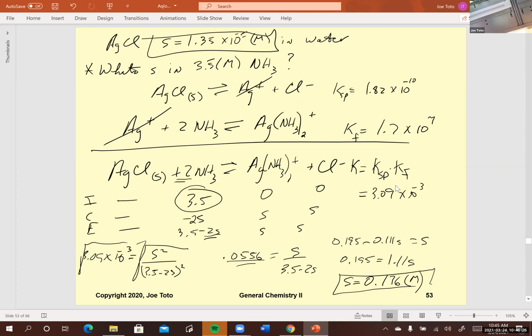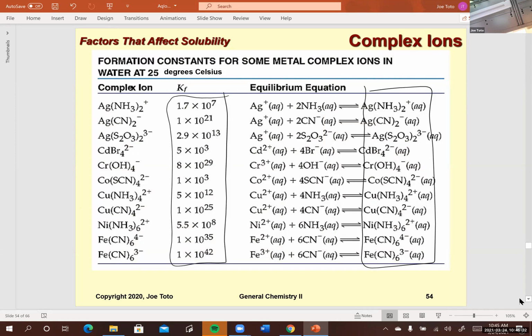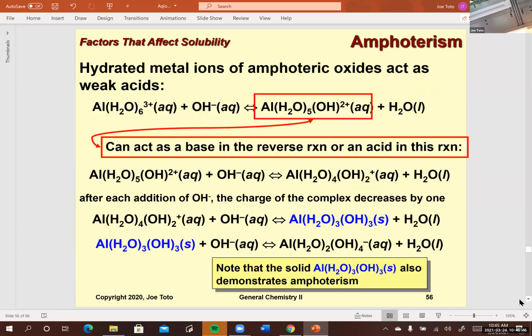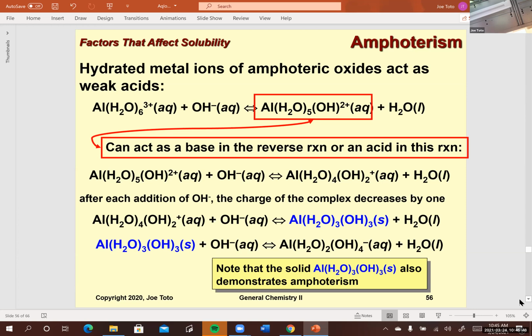Okay, so you might see a problem like that. Just in case you do, I wanted you to have some method of solving it. Then this next slide talks about amphoteric oxides, which are kind of cool. They can act as acids or bases, but I don't think we'll be dealing with it too much.